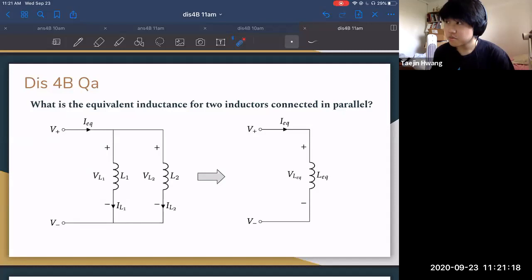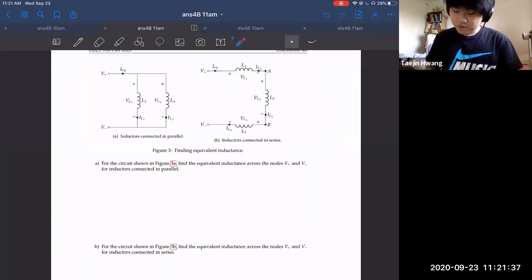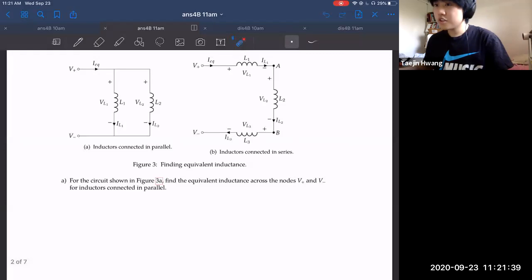The first question, part A, asks, what is the equivalent inductance for two inductors in parallel? If we had two inductors in parallel, we can replace them with a single inductor, and we want to find what this inductance is. I'll give everyone around a minute to work on this, and in the meantime, feel free to ask any other questions you have as well.